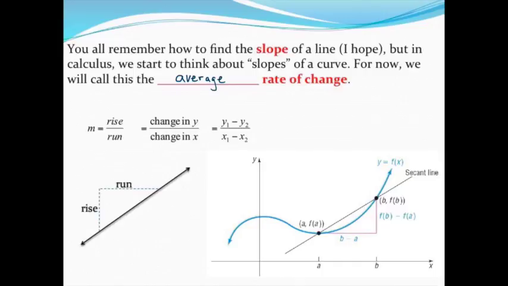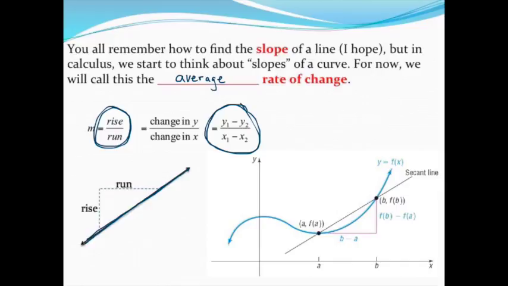In previous classes, you've probably talked about finding the slope of a line, which you may have described as rise over run, or more specifically, you may have used this equation, y1 minus y2 over x1 minus x2. And the reason it works is because we just want to find the slope, the rate of increase in a constant line. Well, as we get towards calculus, we want to start talking about finding the slope of a curve.